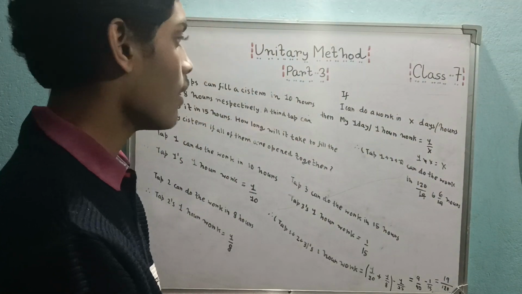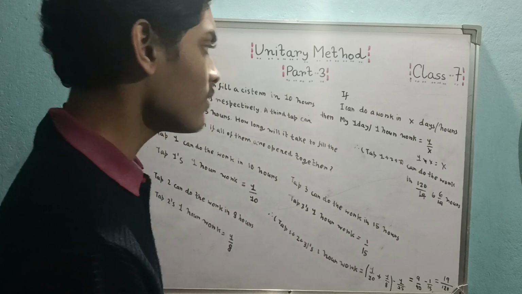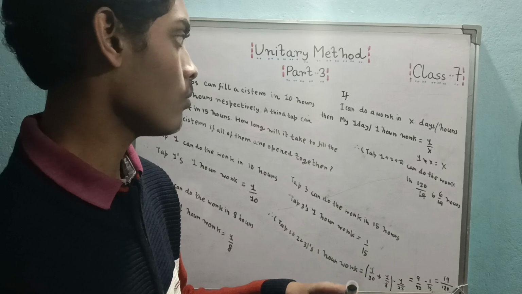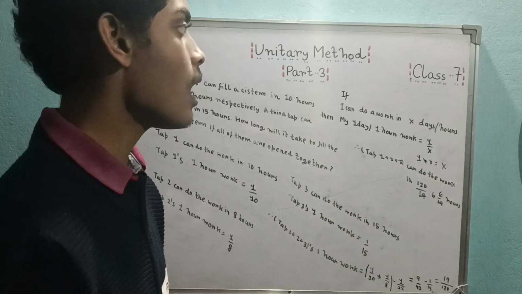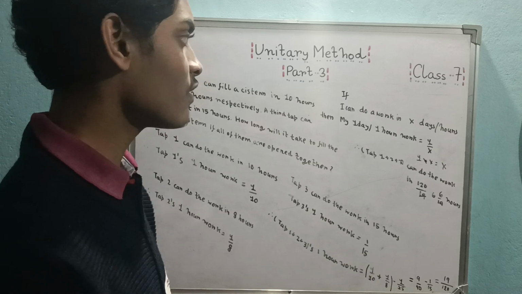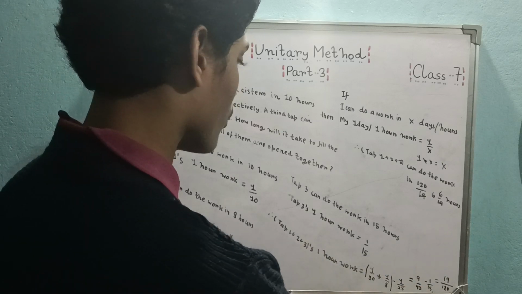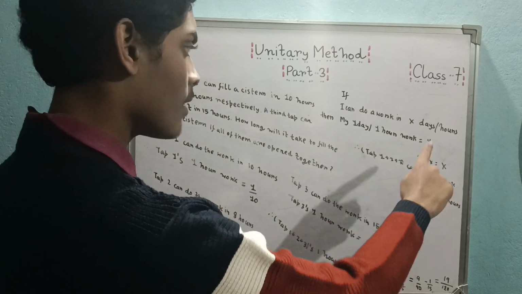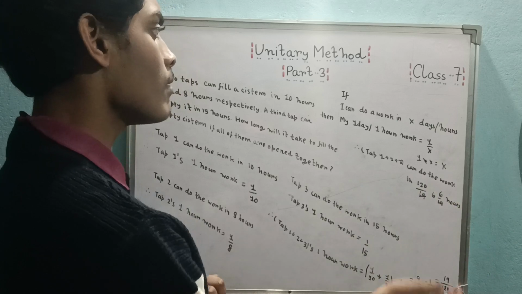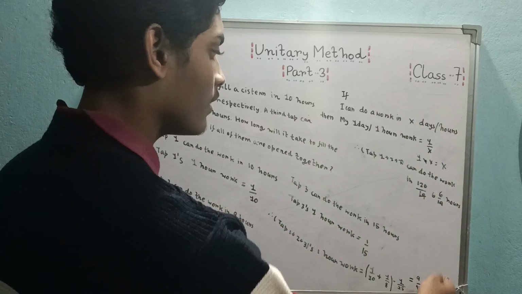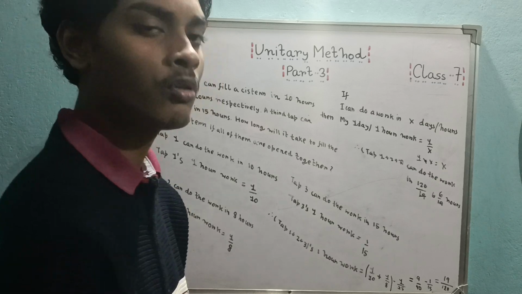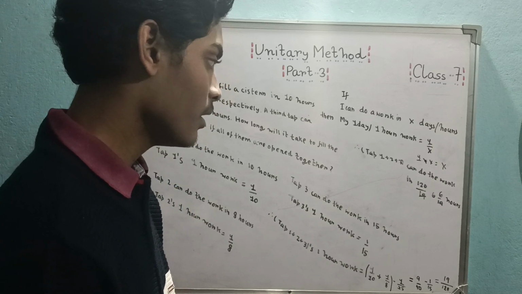If my 1 hour work is 1 by x, then I can do the work in 1 by x's reciprocal hours. So here my 1 hour work is 1 by x, and 1 by x is 19 by 120. Then I can do the work in 1 by x's reciprocal hours. So 19 by 120's reciprocal is 120 by 19, and that is 6 whole 6 by 19 hours.